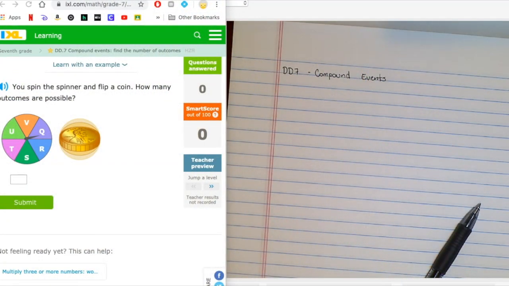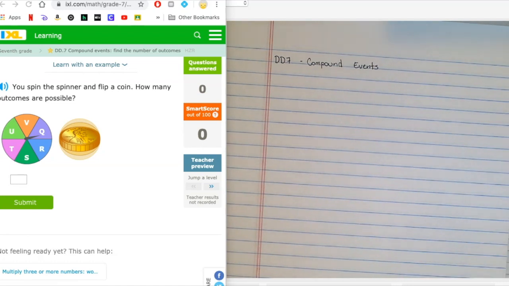So this IXL assignment is DD7, compound events, find the number of outcomes, and it's surprisingly simple because we're dealing a lot with fractions. We'll see if we get into any number charts or tree diagrams, but let's start with the simple ones. So we have a spinner and a coin flip. How many outcomes are possible?